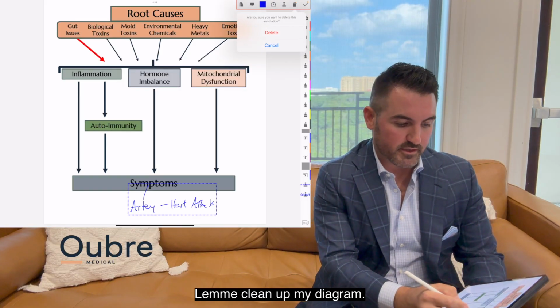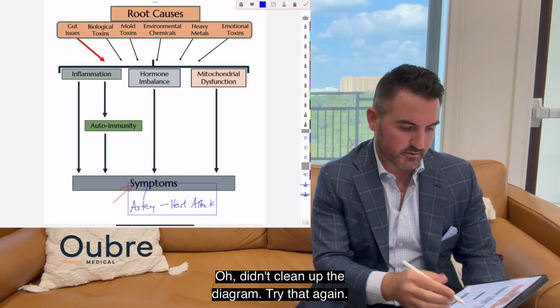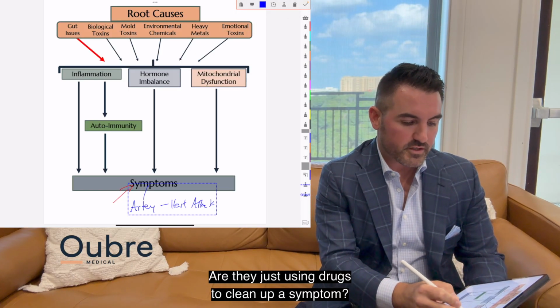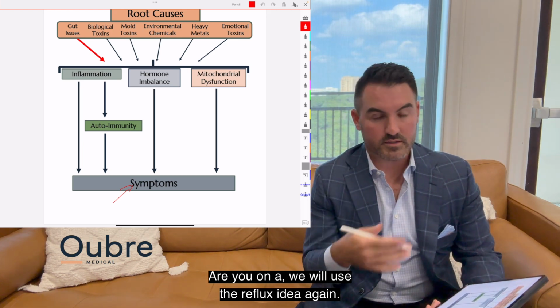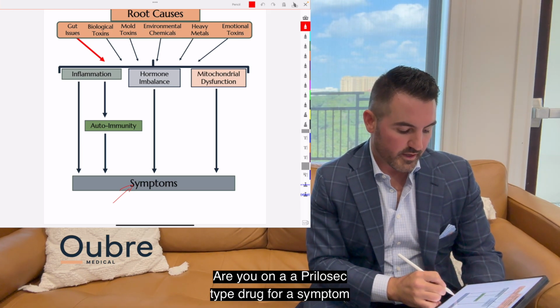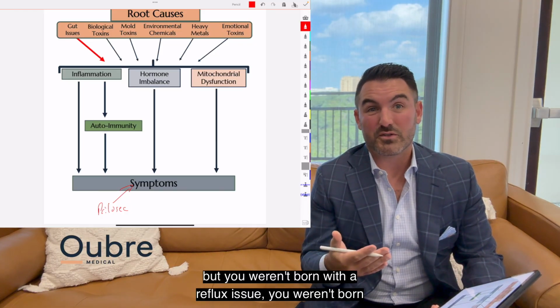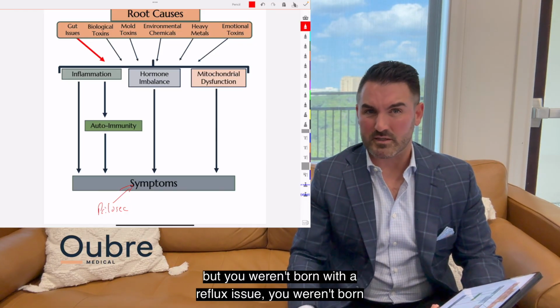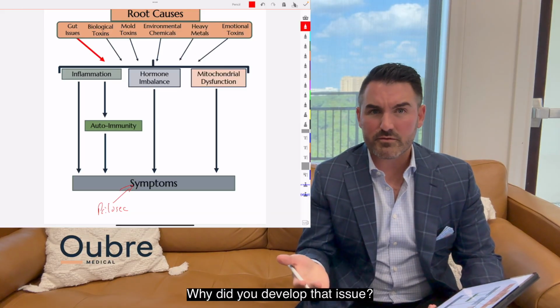Are they just using drugs to cover up a symptom? We'll use the reflux idea again. Are you on a Prilosec type drug for a symptom that you're just stuck on? But you weren't born with a reflux issue. You weren't born needing Prilosec. You developed it later on. Why did you develop that issue?